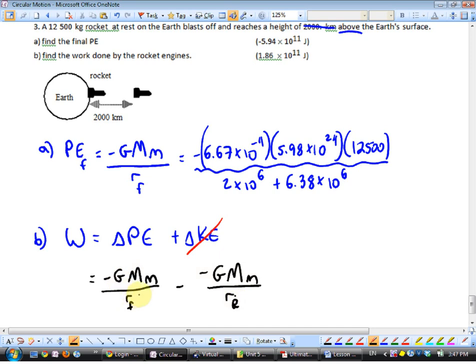You should, because the spacecraft doesn't want to go up there. You have to supply energy. You have to put in a positive amount of energy to get it up there, the rocket fuel. So you will get a positive answer. Is that okay?